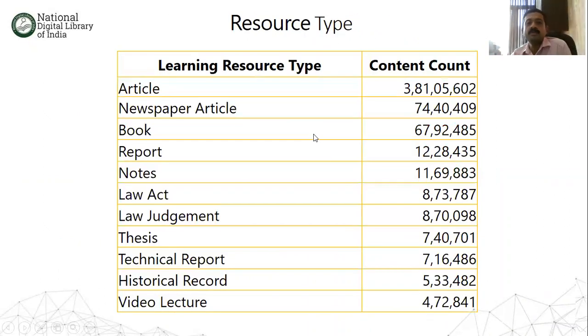Now I told you we have different learning resource type materials. Then article, newspaper article, book, report, notes, judgment, thesis, technical report, like that. You see article is more than 3 crores articles are available. And book, nearly 67 lakh ebooks are there. Some around 10 lakh books are available for free, right? So these are the learning resource type. Please understand the different learning resource type. Specifically in our case, we will go for book, articles, notes, question paper, like that.